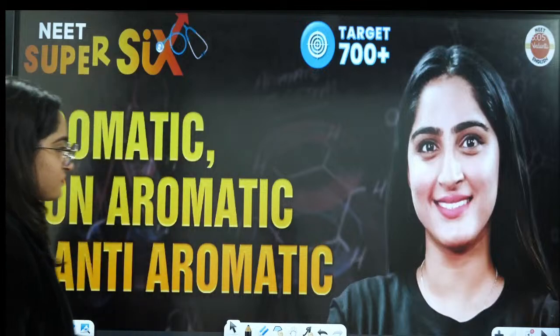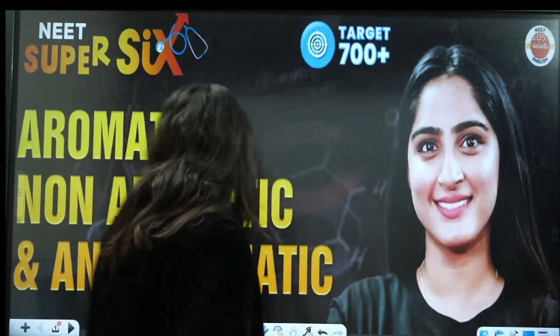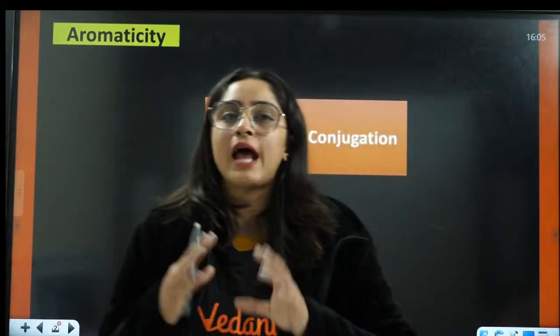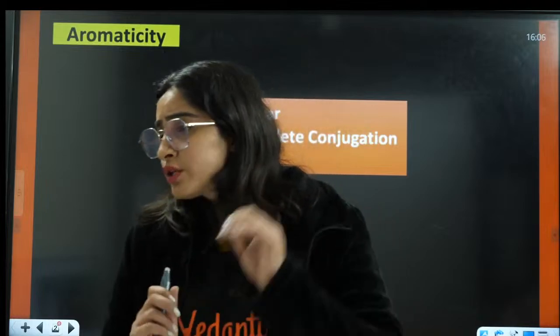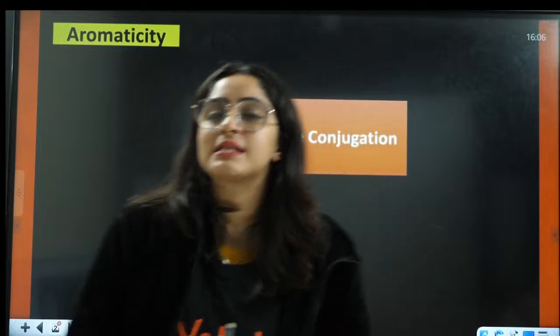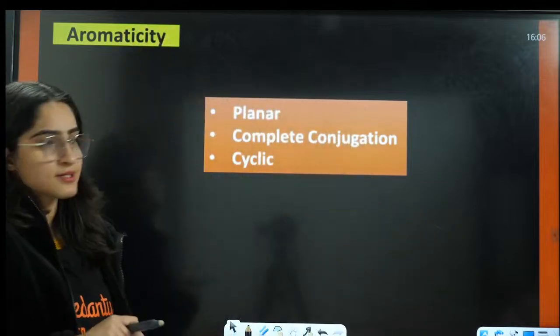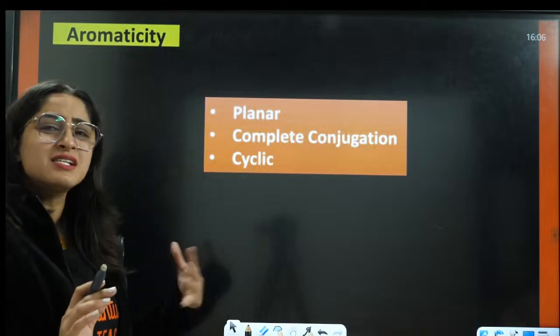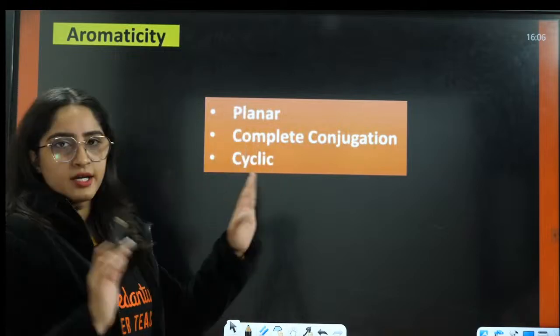Okay, so let us start. Aromatic, non-aromatic and anti-aromatic. About aromatic, firstly let us decide the conditions for aromaticity. There are basically three conditions for aromaticity, that is planar, complete conjugation and cyclic. So firstly let us see what these three conditions mean.